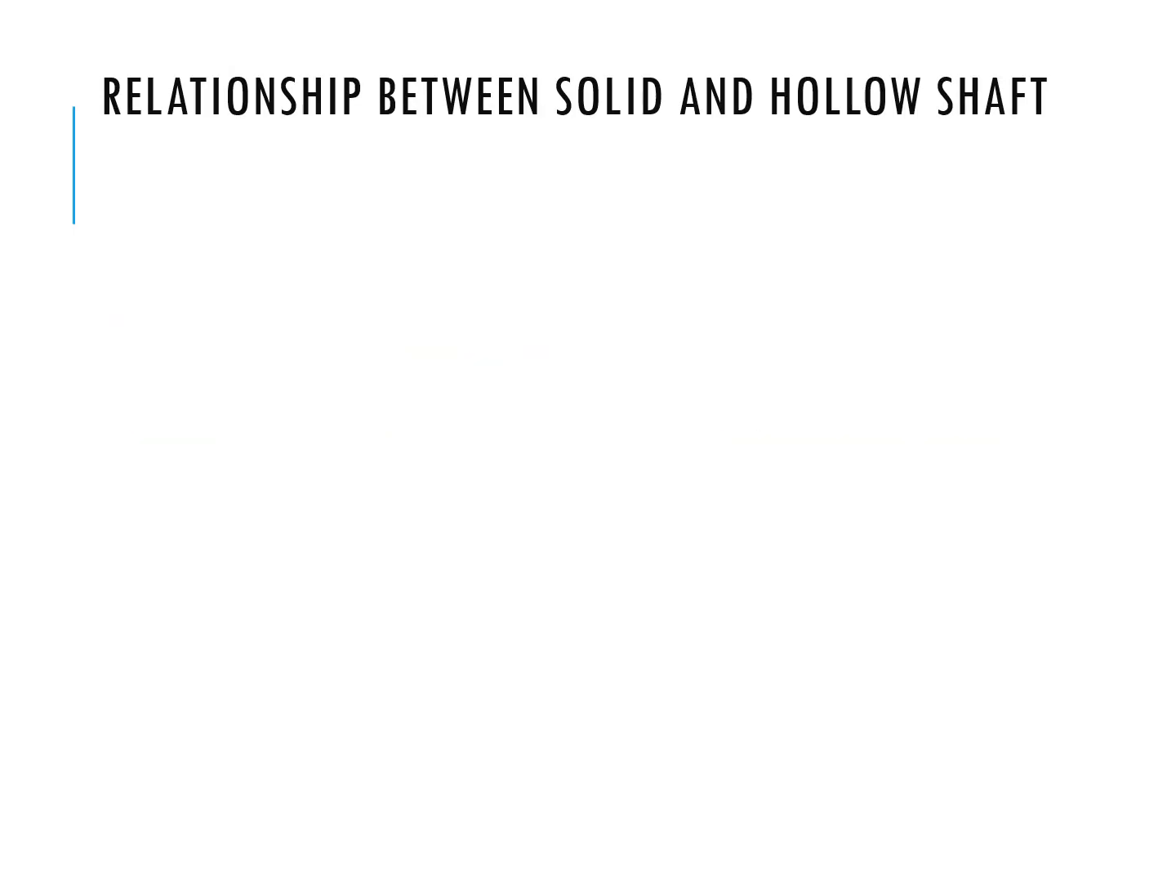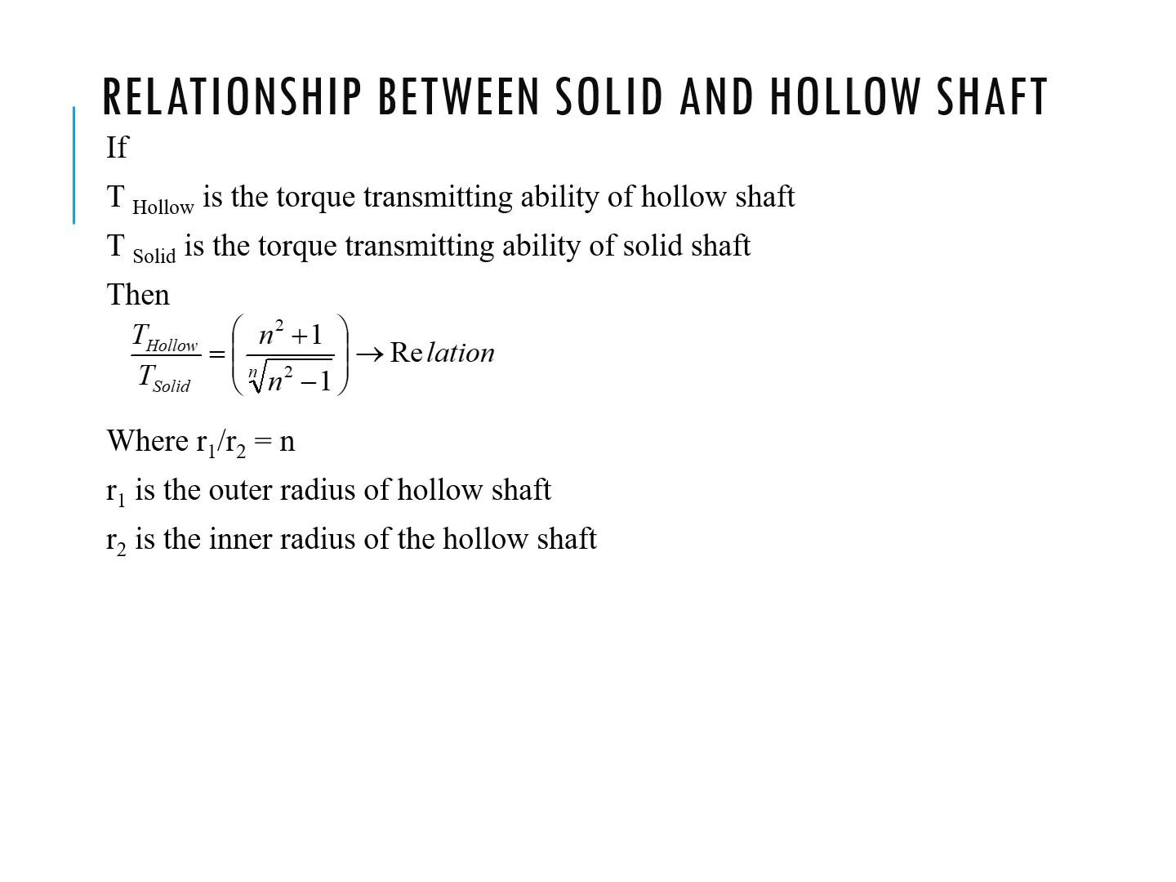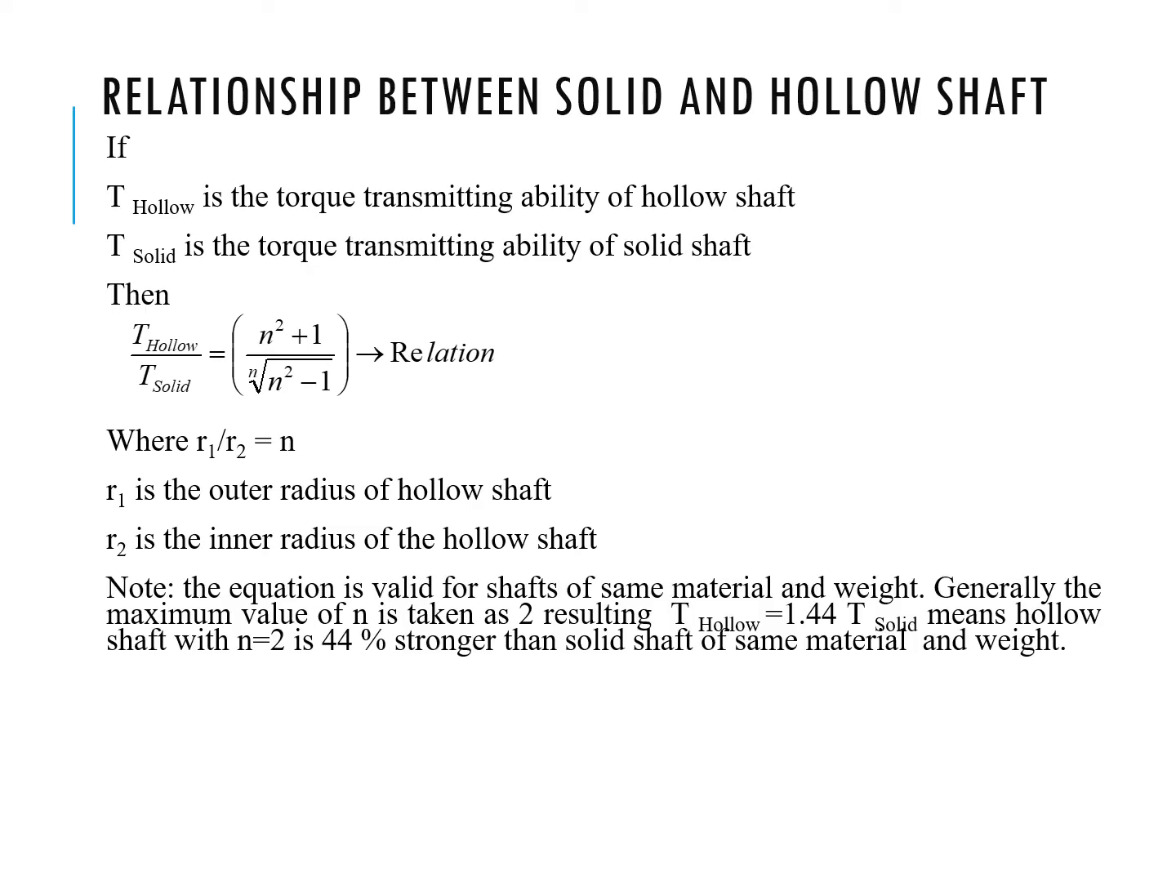The last topic is about the relationship between solid and hollow shafts. These are some introductions. I'm just giving the final relationship. I will not go into the detail of how we can prove it. This is the description of n, where n is equal to r1 over r2. r1 is the outer radius of the hollow shaft and r2 is the inner radius of the hollow shaft. Normally the value of n is not taken higher than 2, because if n is equal to 2, the answer will be 1.44 T solid. It means a hollow shaft of the same weight and same material will be 44% more efficient than the solid shaft.